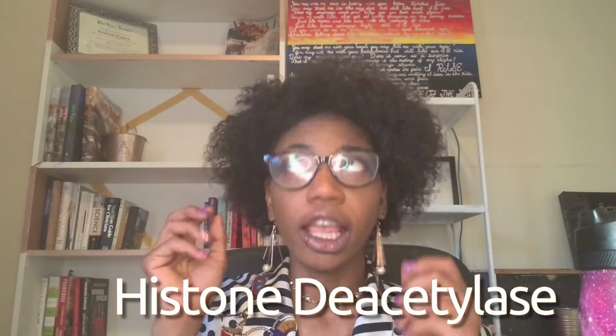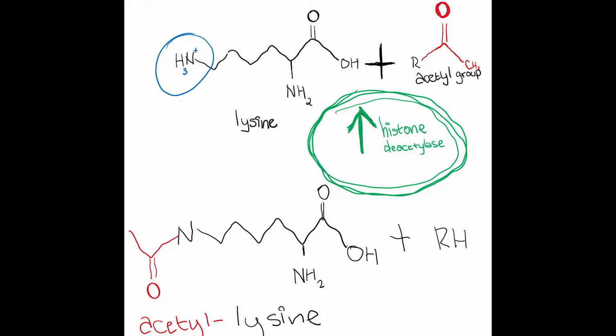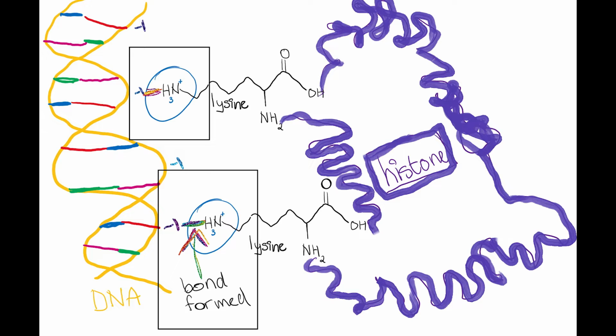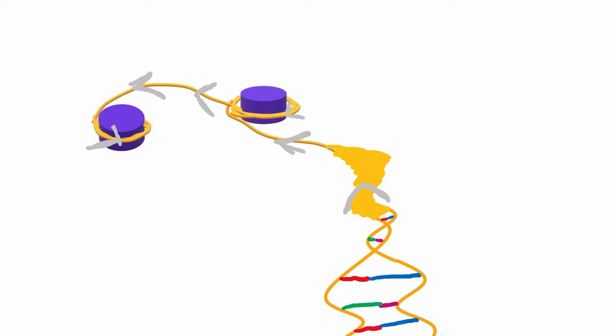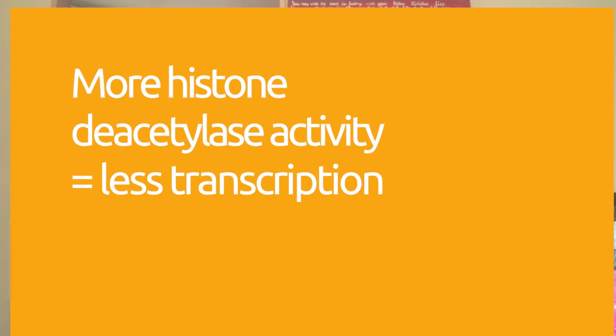Histone deacetylase. If you increase the function of histone deacetylase, that means more histones are going to have their acetyl groups removed. The removal of the acetyl group allows the histone to bind to DNA, which means that the DNA is not able to be transcribed. So when you have increased activation of histone deacetylase, that's going to lead to a suppression of transcription.